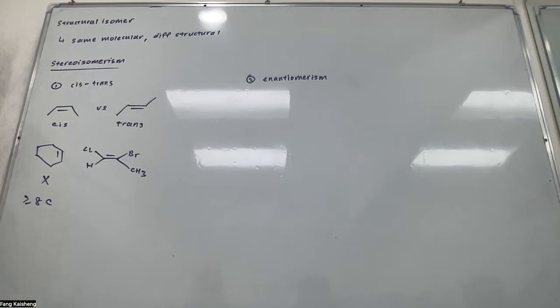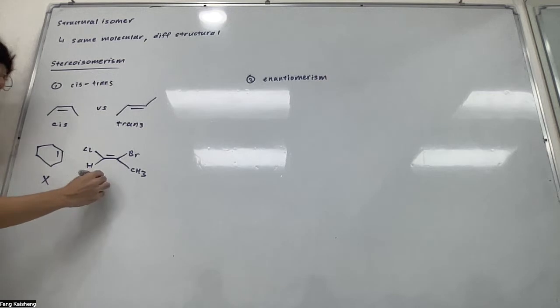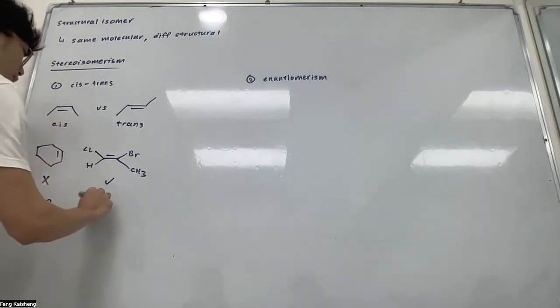Okay, remember the two different criteria. You must have a restricted bond, and then you have different groups on each side of the bond. Does it fulfill this? Different groups? Different groups. So it can undergo cis trans. Okay, I want you all to remember this.